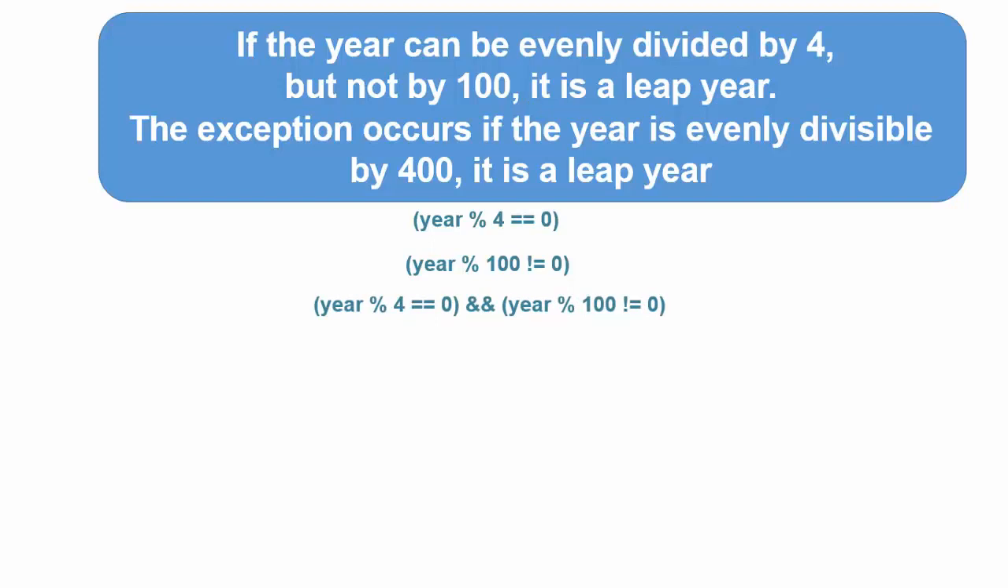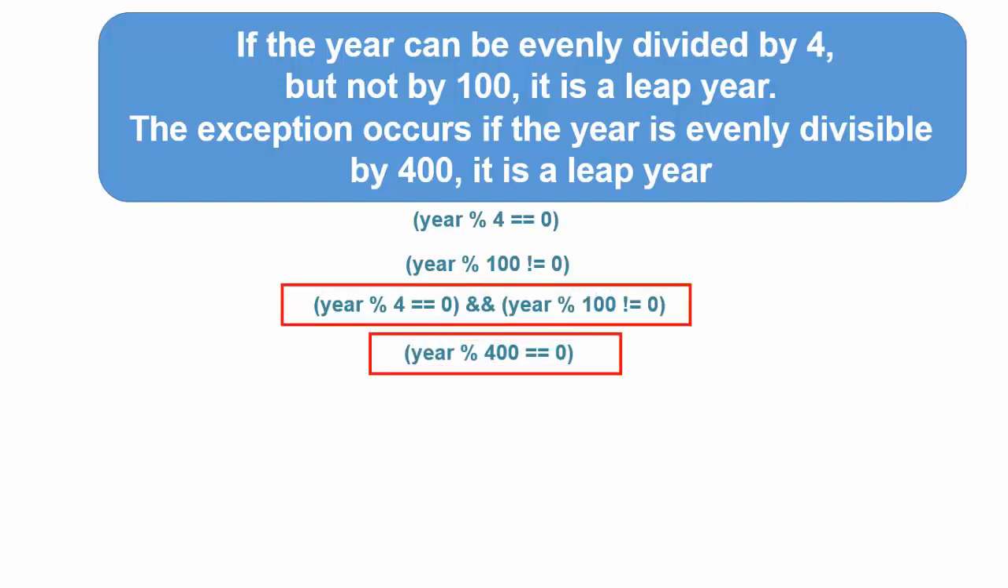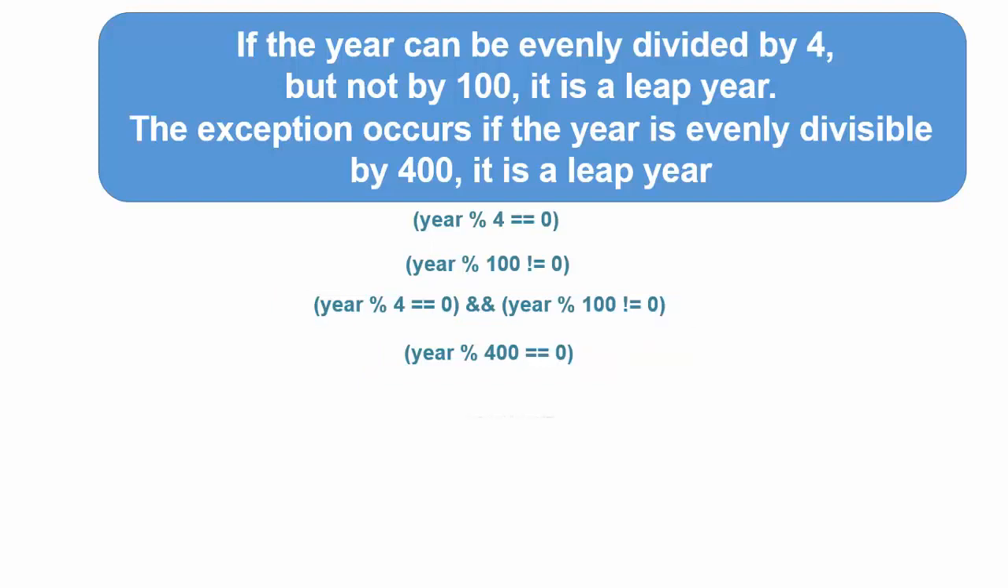Now, we will deal with the third expression, which says that the exception occurs if the year is evenly divided by 400, then it is a leap year. The algorithm states that regardless of the two expressions, if this expression is true, then it is a leap year. You can write this expression like this. Now we can say that if one of these expressions is true, then the year is a leap year. Clearly, this is a situation where the OR operator is needed. The final expression looks like this.